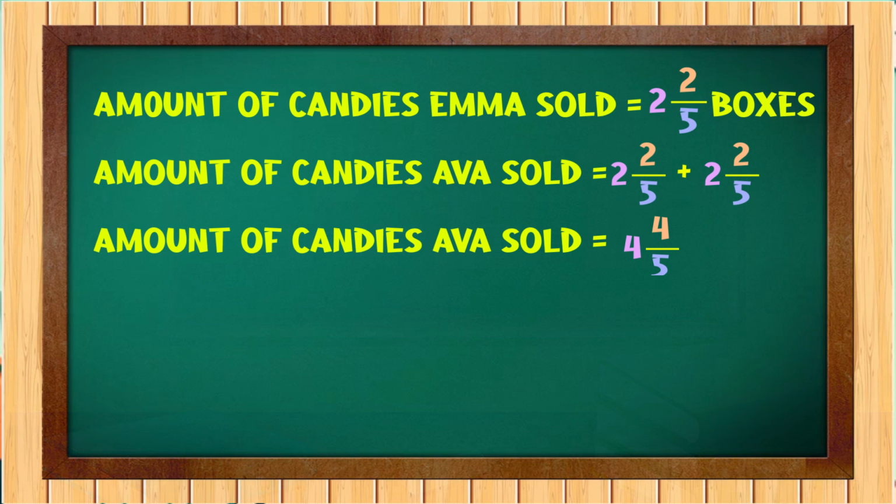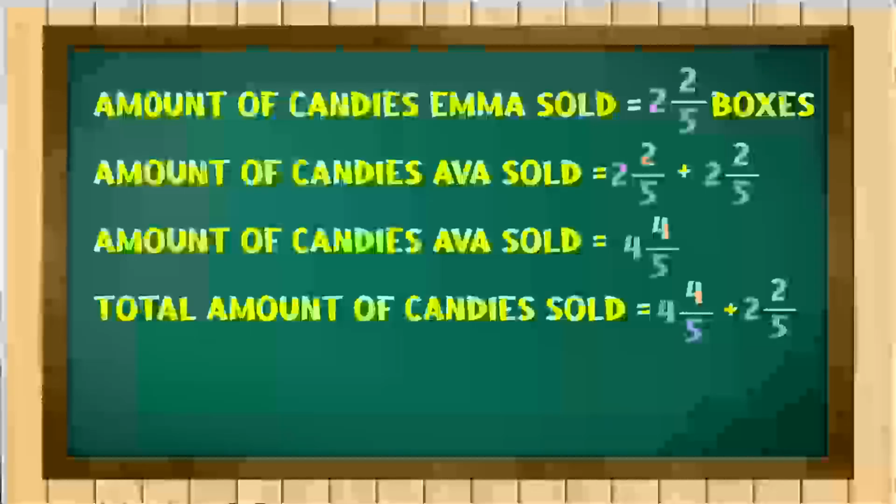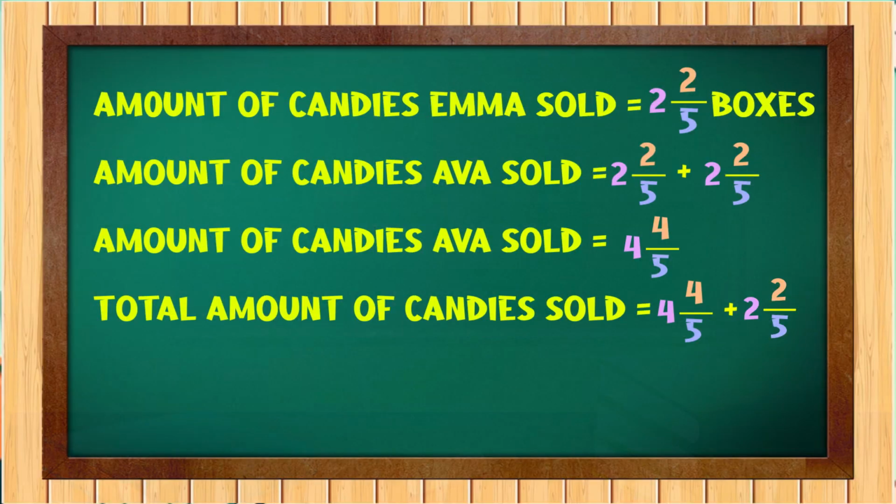The total amount of candies the girls sold altogether is 4 4/5 plus 2 2/5. Our denominators are the same, so therefore we will only add our numerators. Let's add our whole numbers. 4 plus 2 will give us a total of 6. Let's add the fractional part. 4 plus 2 over 5. 4 plus 2 will give us a total of 6 over 5.